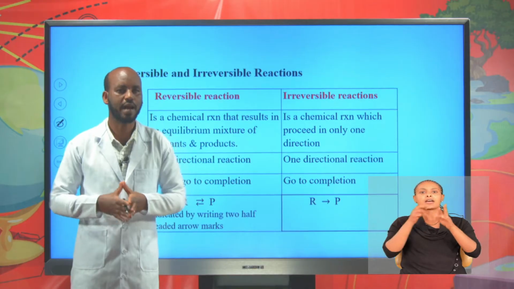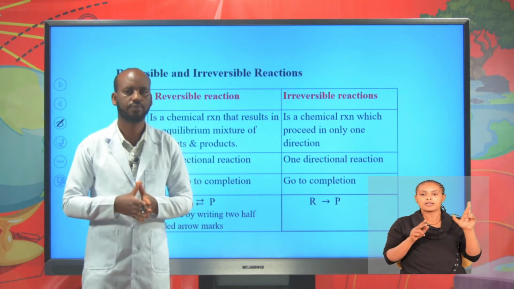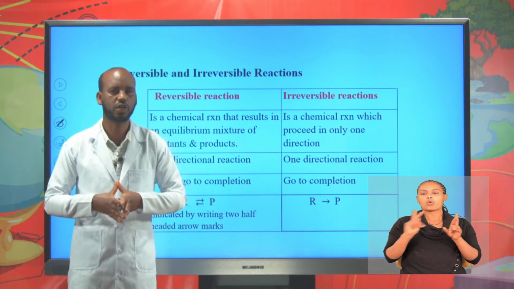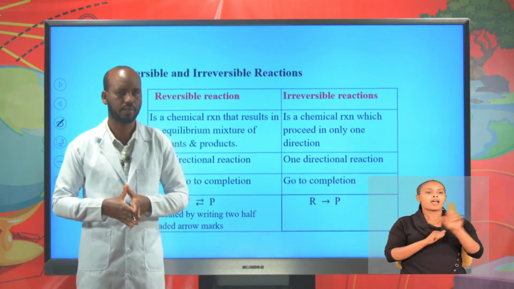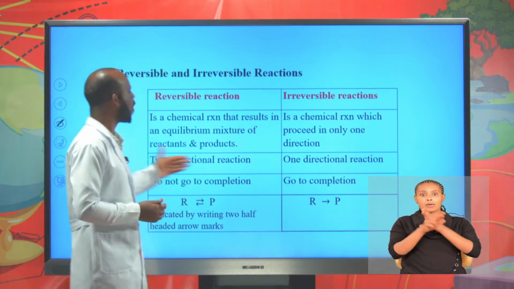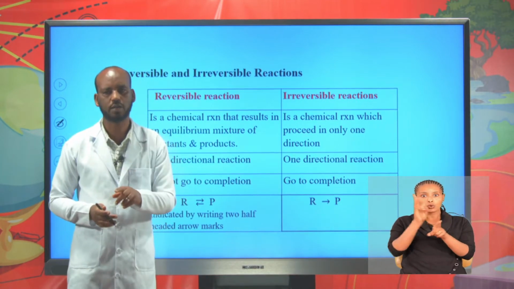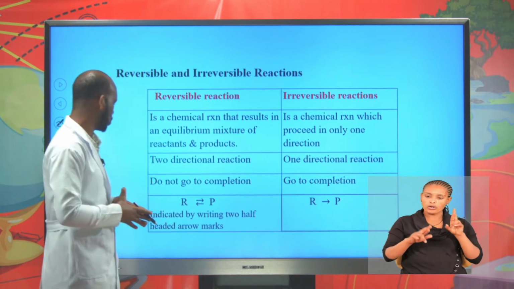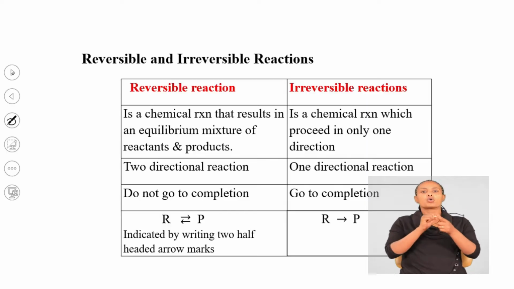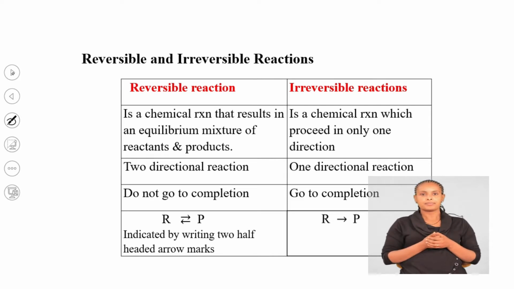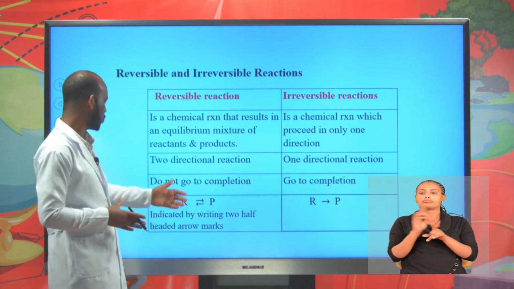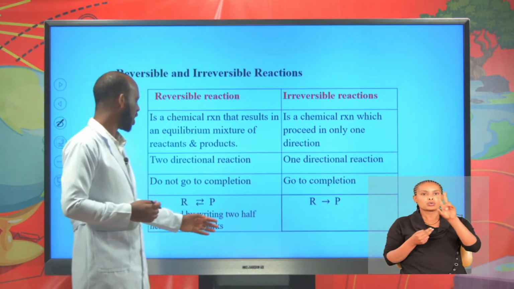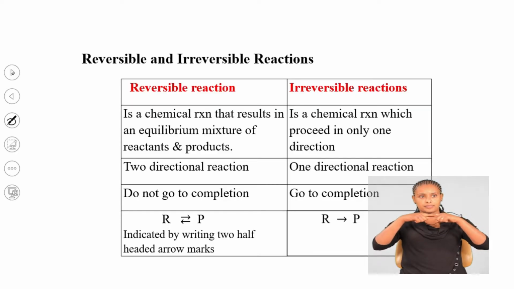In a reversible reaction, reactants react and form products. In the same way, products are converted into reactants. Therefore, a reversible reaction is a two-way reaction, from reactants into products and from products into reactants. It does not go to completion. Reactants react and form products. We use two half-headed arrows for a reversible reaction.